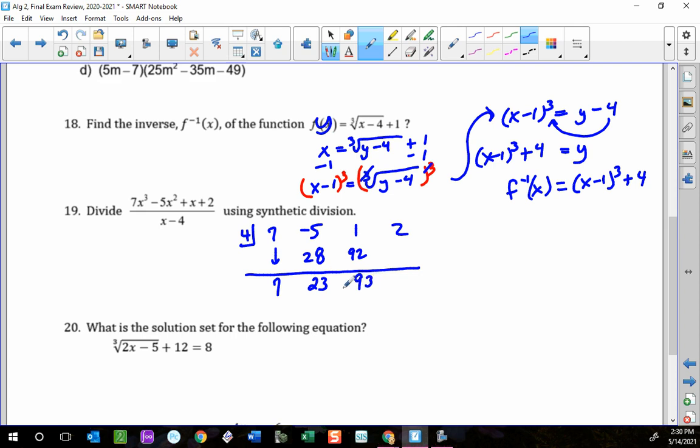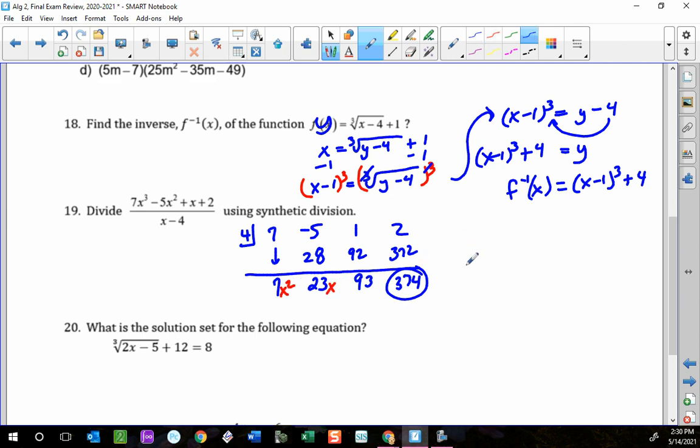Alright, 93 times 4. Let's see, I need a calculator. 372. And I add 374. So that's my remainder. So remember, my answer gets knocked down a level. This was x to the third, so this is x squared. This is x, and then we're done.